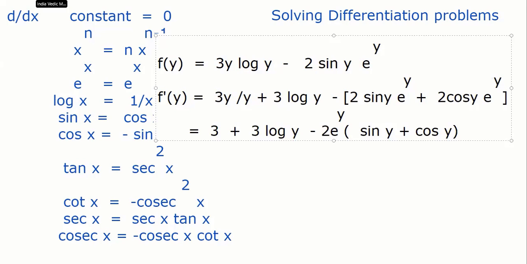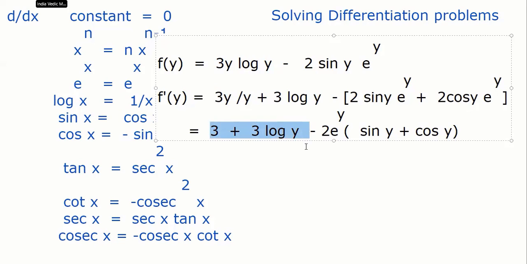Is everyone getting the same answer, guys? 3 plus 3 log y minus 2 e power y bracket sin y plus cos y. Any confusion, please ask me. If all good, say GTG. I am going to do another rule which is for division, quotient. Sir, we can also take the 3 common. I know, we can do here also. We can say 3 common, 1 plus log y. You are right.